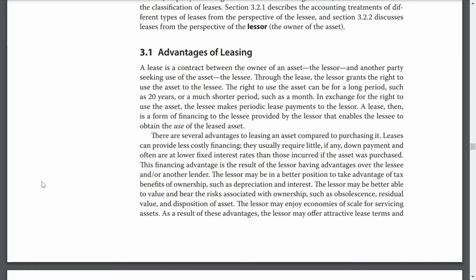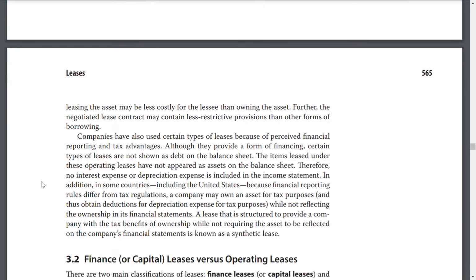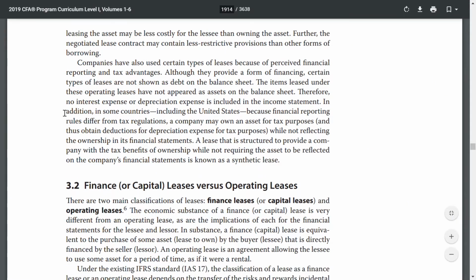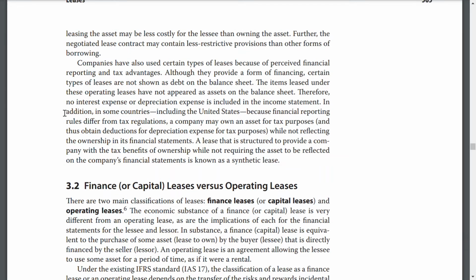As a result of these advantages, the lessor may offer attractive lease terms, and leasing an asset may be less costly for the lessee than owning an asset. Further, the negotiated lease contract may contain less restrictive provisions than other forms of borrowing.